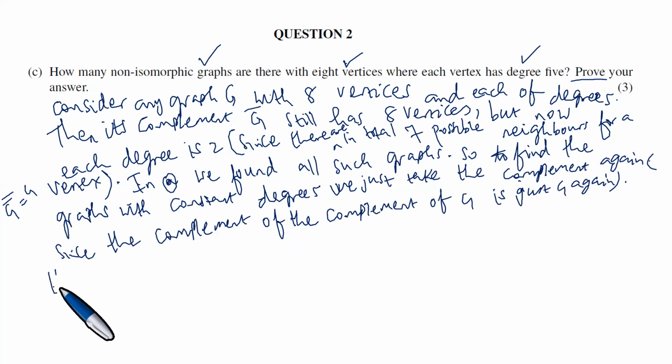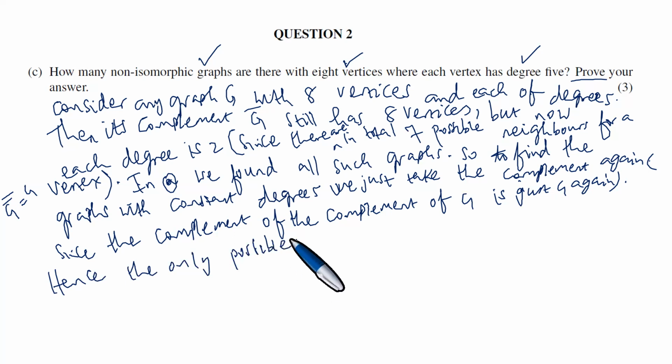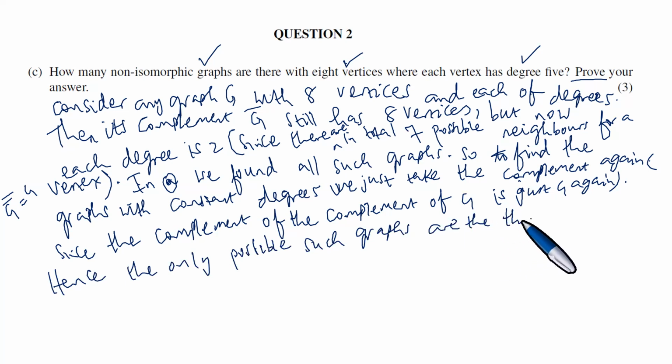We note, therefore, hence, the only possible such graphs are the three graphs in B. Obviously, they ask us how many non-isomorphic graphs there are on 8 vertices, each of degree 5, constant degree. So we can see that there are only 3 such graphs there.